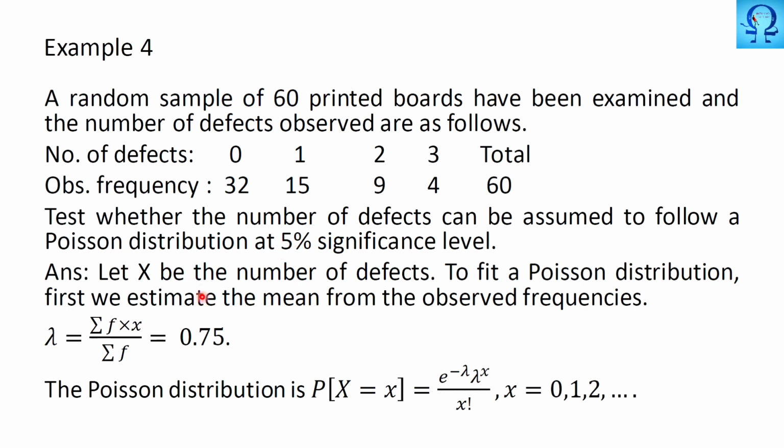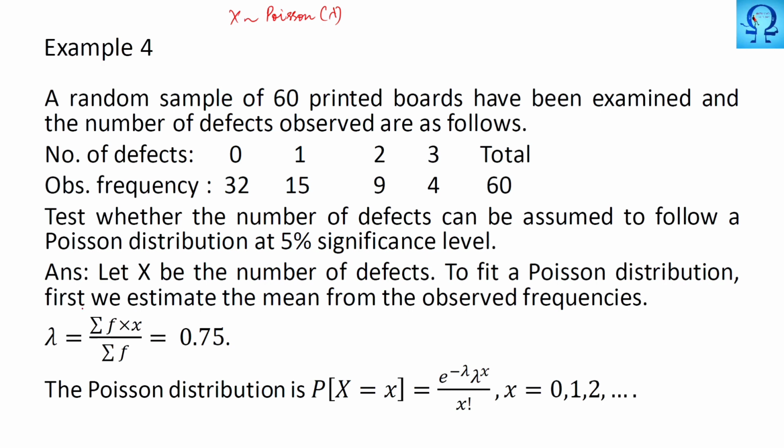Supposing x follows a Poisson distribution, this should have a parameter lambda. And what is this lambda with respect to the Poisson distribution? It is the mean, isn't it?